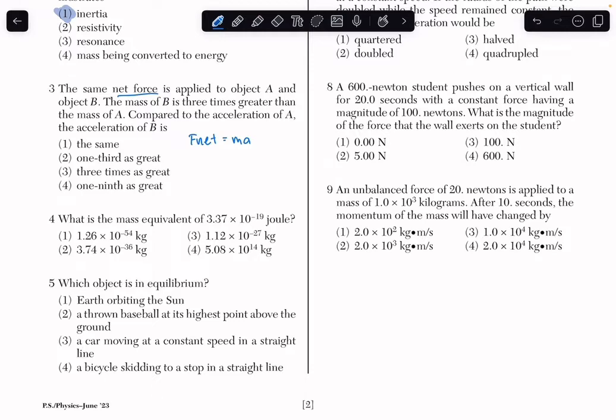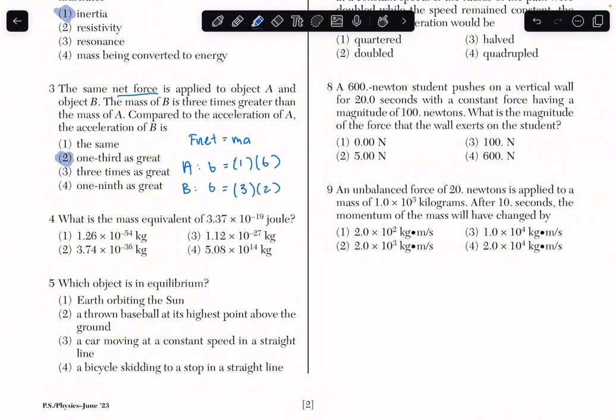Let's pretend F net is 6 for both A and B. Okay? So object A, object B, the F net is 6 for both of them. Since the mass of B is 3 times greater, let's pretend the mass of A is 1 kilogram. So the mass of B would be 3 kilograms. So we could plug this in. These are our masses, 1 and 3, and 6 and 2 are our accelerations. So compared to the acceleration of A, the acceleration of B is 1/3 as great, because 2 is 1/3 of 6.